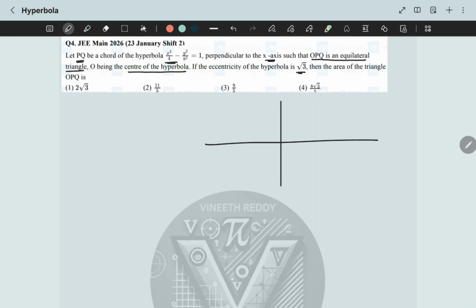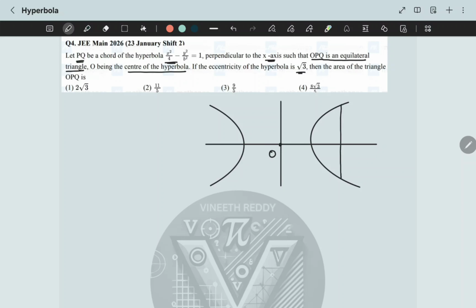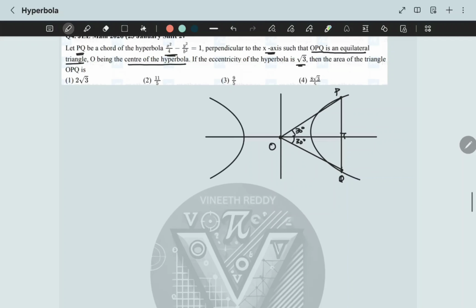If we try to draw the diagram, most of the question can easily be solved. O is the center of the hyperbola. PQ is a chord, but it is perpendicular to the x-axis, so something like this. We need to find the area of the triangle OPQ. This is an equilateral triangle, so this angle should be 30 degrees, and this should also be 30 degrees. If we just find one side of the triangle, then easily we can compute the area.